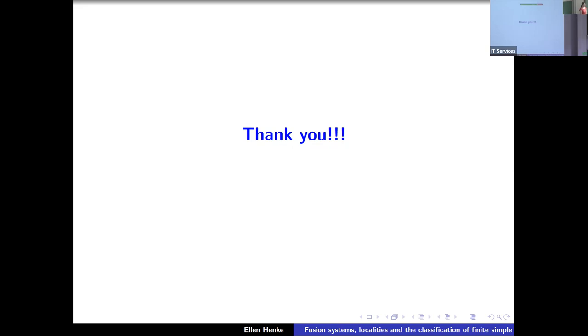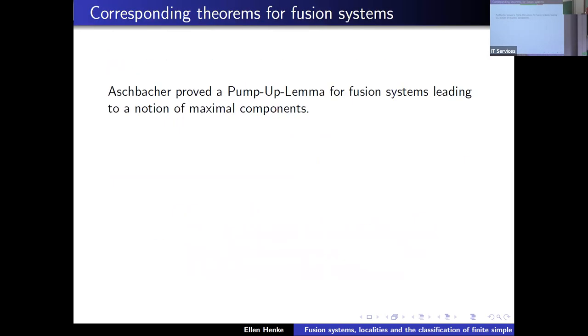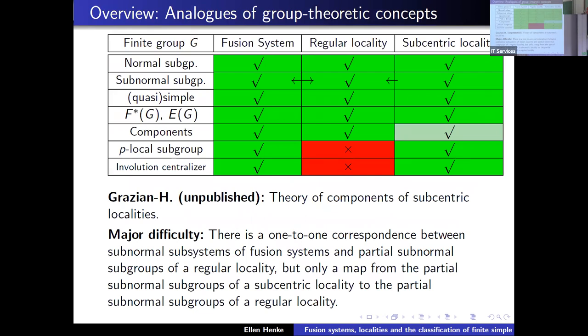You said that you defined the concept of component, as in finite group theory, via components as normal products. What are the difficulties in defining the component here? Perhaps if I go back. Yes, I think the difficulty is that we don't want to look at all partial subnormal subgroups of the subcentric localities, because they are very difficult to control. I have not really found a counterexample, but I think probably they don't correspond to subnormal subsystems of fusion systems. And that makes it quite difficult.